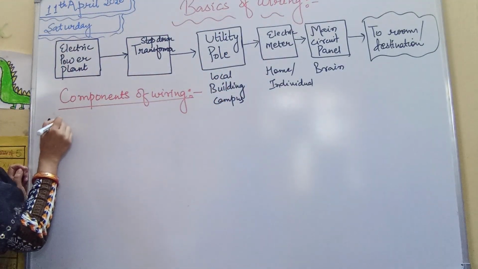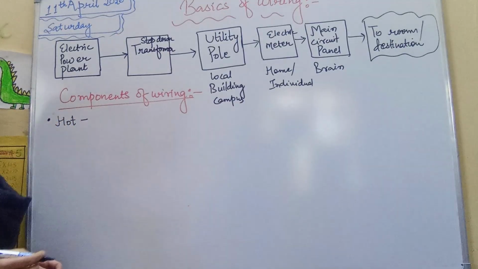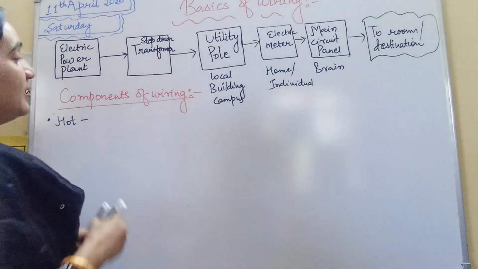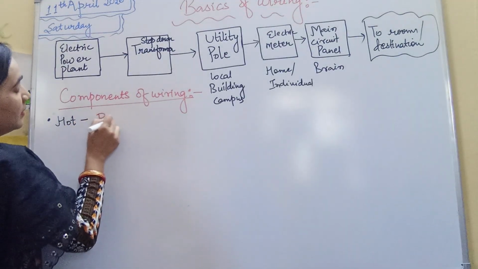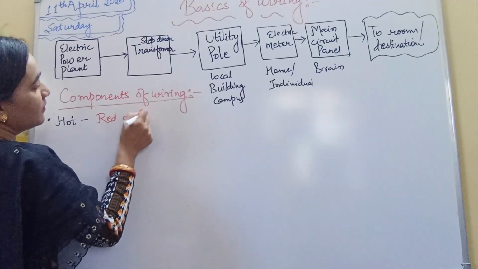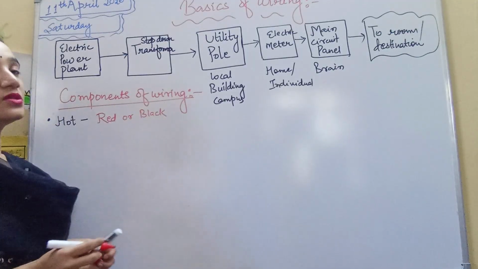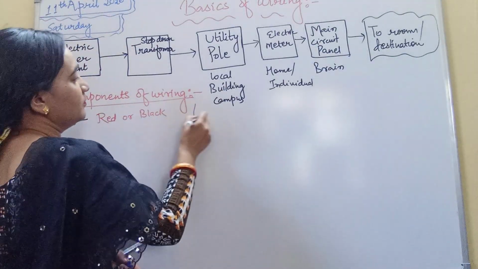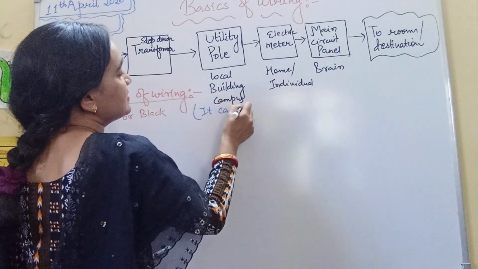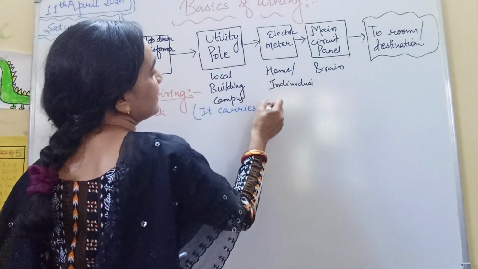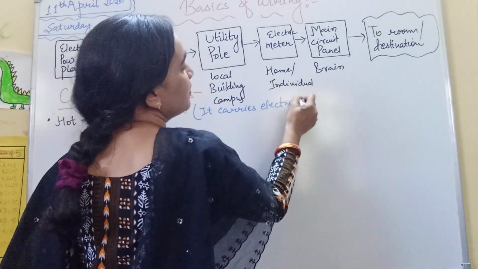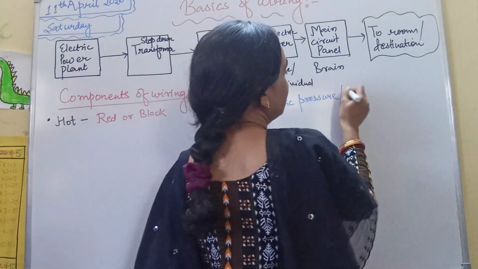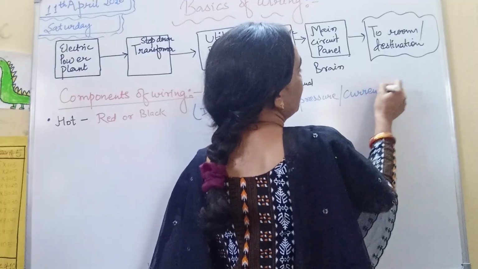The first one is called hot wire. So what is hot wire? Hot wire is represented by red wire, or sometimes black wire. Okay, so what does it carry? It carries electric pressure, or current, from the supply.